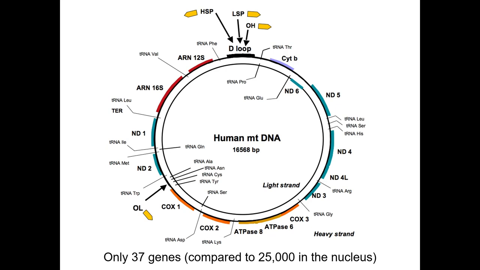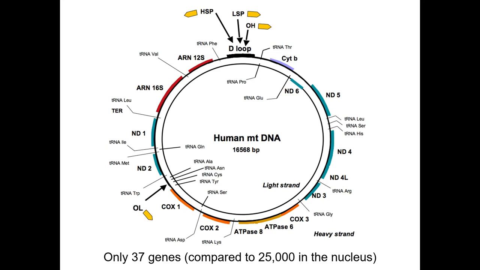This is a remnant of the bacterial chromosome. Most of the genes have been lost. We only have 37 left, but those are critical genes. They code for proteins that are essential for metabolism. So the proteins that make up the electron transfer chain, for instance, are contained within the human mitochondrial DNA circle.